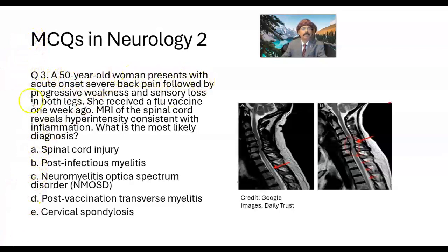A 50-year-old woman presents with acute onset of severe back pain followed by progressive weakness and sensory loss in both legs. She received a flu vaccine 1 week ago. MRI of the spinal cord reveals hyperintensity consistent with inflammation. What is the most likely diagnosis?